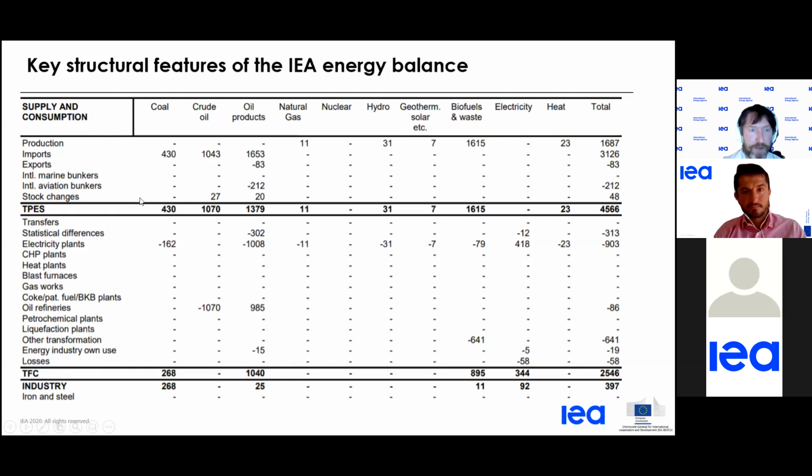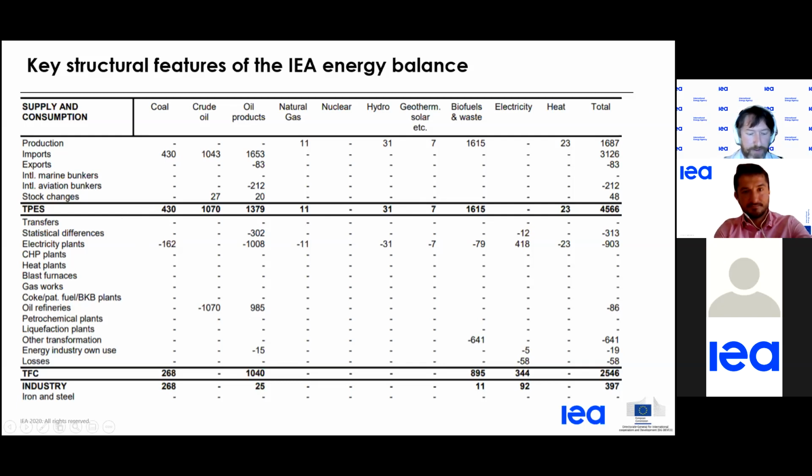The supply block shows the main flows of energy entering and exiting the country. So we have production, trade, stock changes, and international bunkers. By summing the values in the supply block, we can determine the primary energy supply for each of the various products. And then by summing all of the products, you can calculate the total primary energy supply for the country across all products.